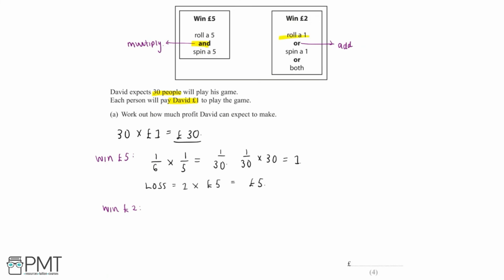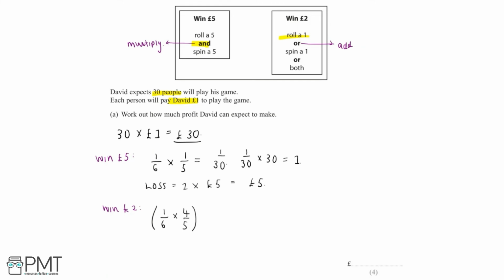Now the probability of rolling a 1 is 1 over 6, because the number 1 appears once on a fair 6-sided dice. And like we said, this comes with the assumption that we are not spinning a 1, which means we need to multiply this by the probability that the fair 5-sided spinner will not land on a 1. The probability that it won't land on a 1 is the probability that it will land on any other number, and that's equal to 4 over 5. And so this part in the brackets is the probability that the player rolls a 1.